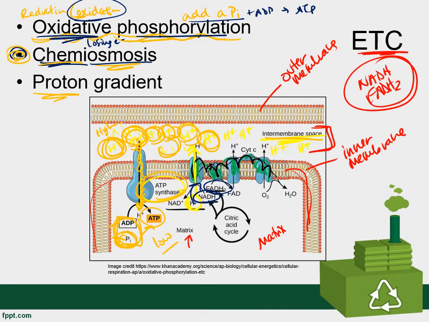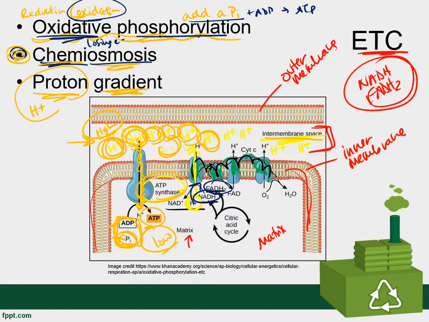Proton gradient simply means that protons are the same things as H plus, as hydrogen ions. So we're going to have a higher concentration of protons, hydrogen ions, in the intermembrane space. And so I have a gradient, high and low, of those proton concentrations because of the electron transport chain pumping all those hydrogen ions into the intermembrane space.